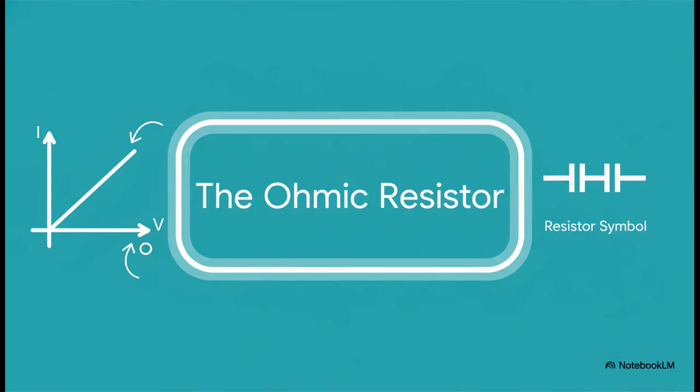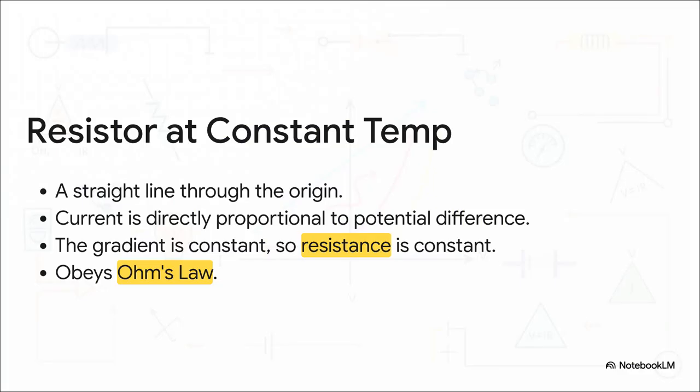First up, let's look at our steady, predictable friend, the ohmic resistor. So what does its graph look like? Well, for a resistor at a constant temperature, you get this perfect, beautiful straight line that goes right through the origin. This tells us something huge. The relationship is directly proportional. The gradient, or the steepness, is constant, which means the resistance isn't changing at all. This component is a model citizen of the circuit world. It obeys Ohm's law perfectly.